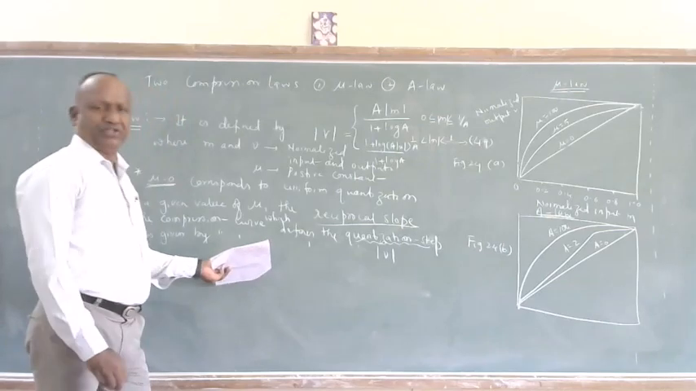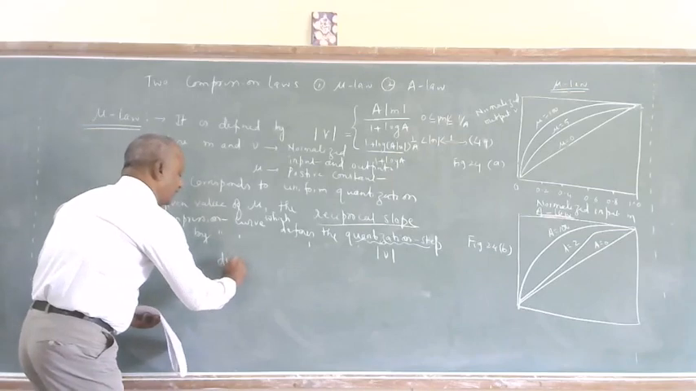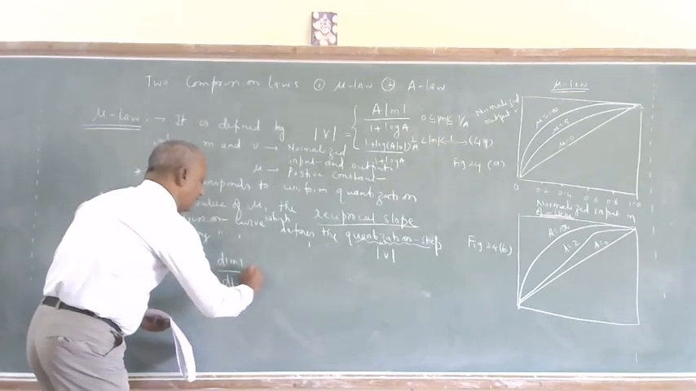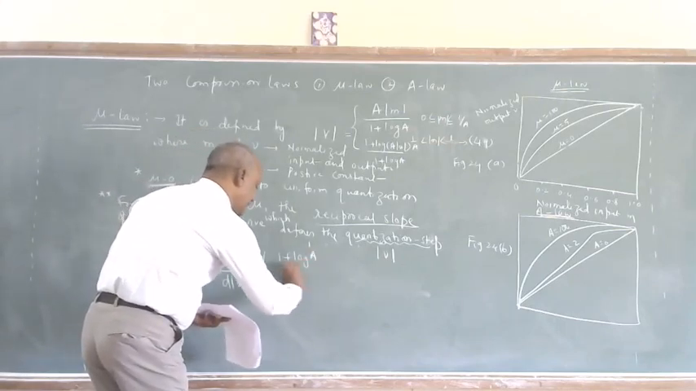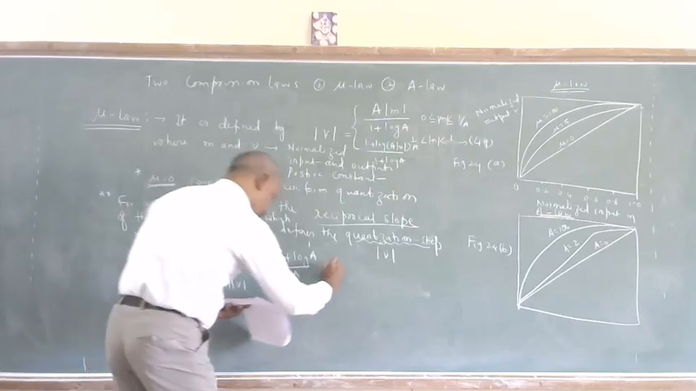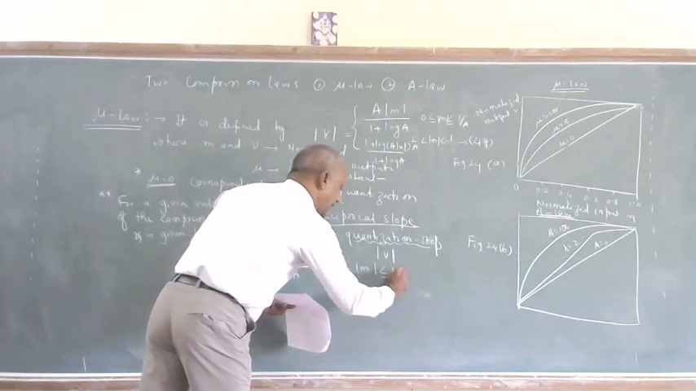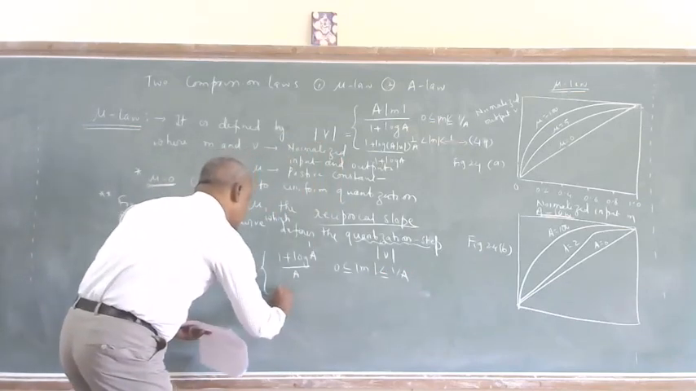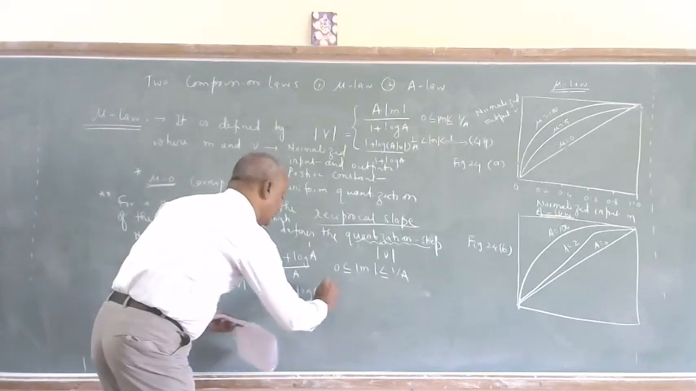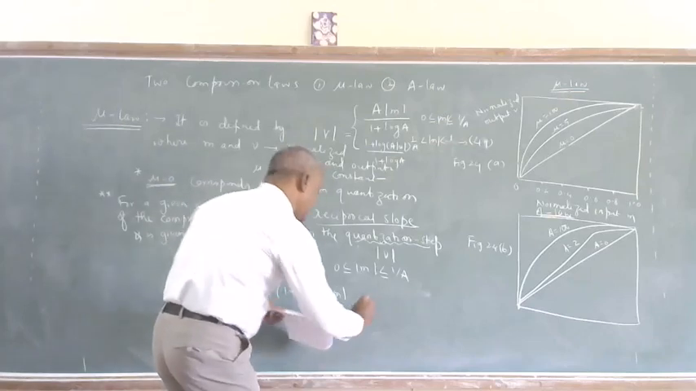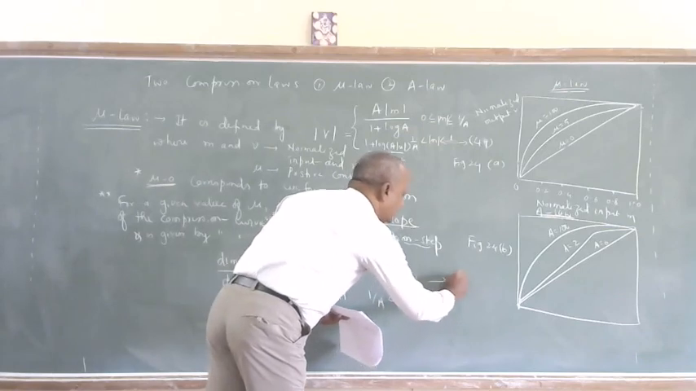Similarly, by doing this operation, we can find the step size, that is d modulus of m divided by d modulus of v, which is equal to 1 plus log A divided by A for 0 less than modulus of m less than or equal to 1 by A, and equal to 1 plus log A into modulus of m for 1 by A less than modulus of m less than or equal to 1. This is equation number 50.